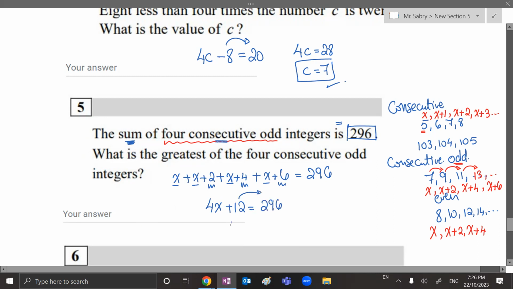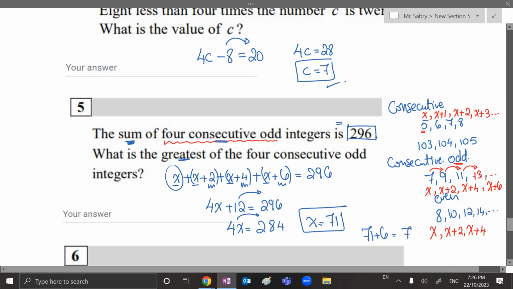If I'd like to find x, I'll move the 12 to the other side by subtraction. So that's 284. And then I'll divide by 4. So x will be equal to 284 divided by 4. That's 71. Now I know x, which was only the first one of the 4 consecutive integers. They're actually asking for the greatest, which I represented using x plus 6. So the greatest number is 71 plus 6, which means the greatest is 77. That is the answer.